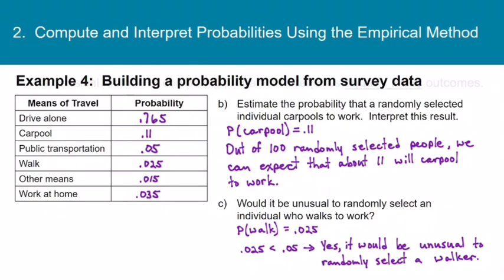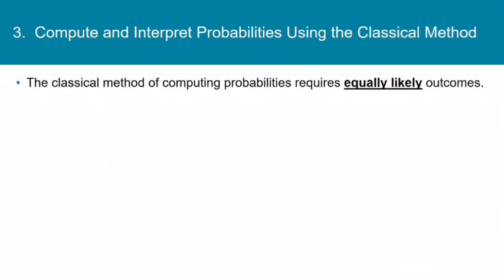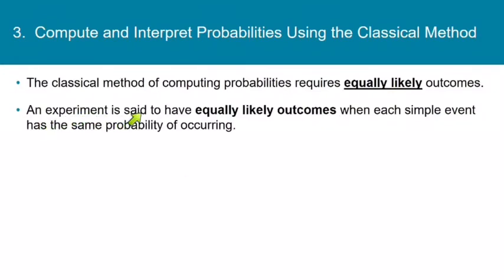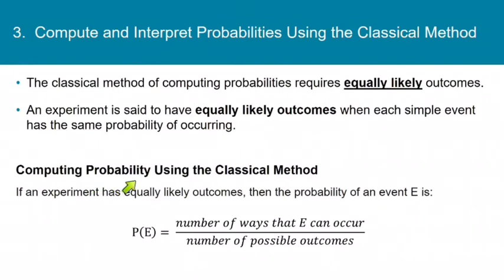Now let's talk about the classical method of computing probability. The classical method of computing probabilities requires equally likely outcomes, and that is the key on classical method. An experiment is said to have equally likely outcomes when each simple event has the same probability of occurring. So to compute probability using the classical method, we say that if an experiment has equally likely outcomes, then the probability of an event E is the number of ways that E can occur divided by the number of possible outcomes.